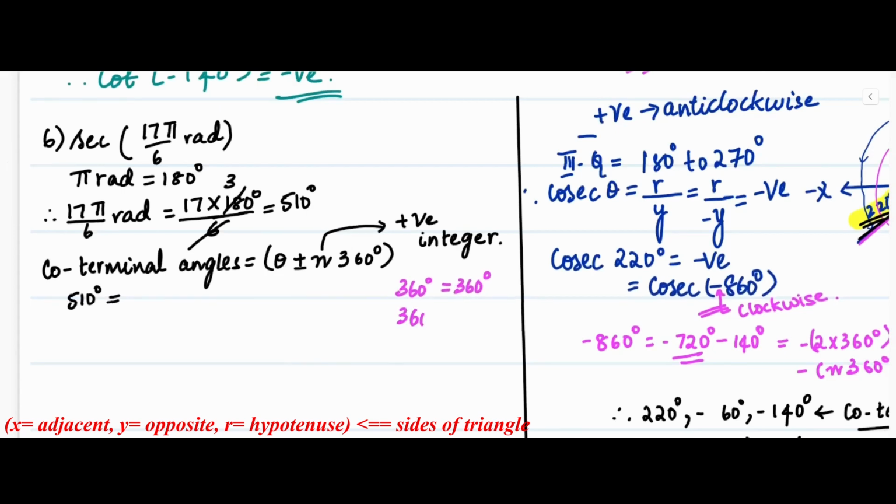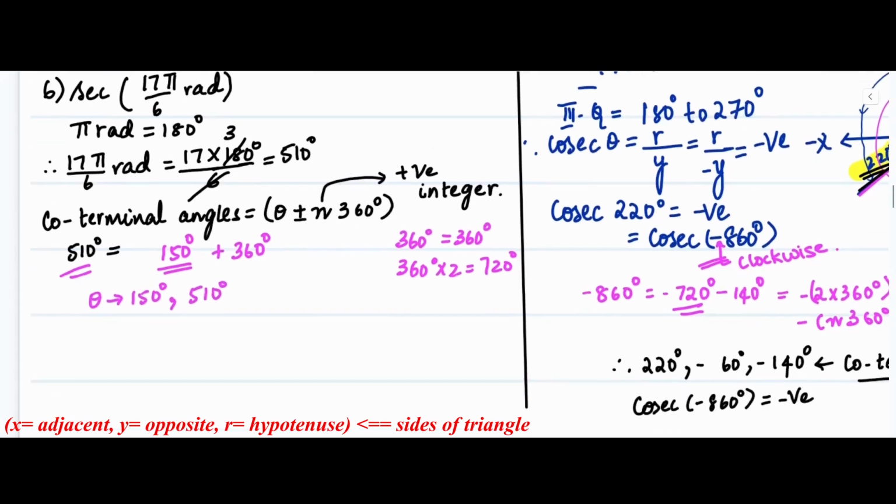360 degrees into 2 is 720 degrees, which is more than 510 degrees. So we take 360 degrees as it is, and we can add 150 degrees. Theta is 150 degrees. Its coterminal angle will be 510 degrees.